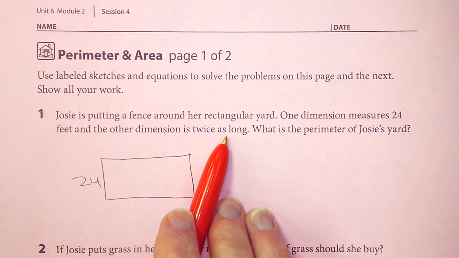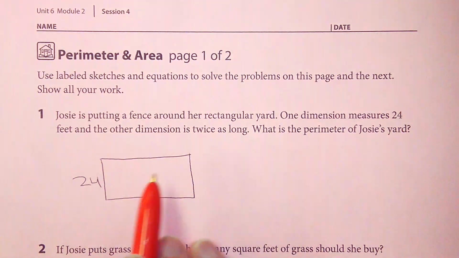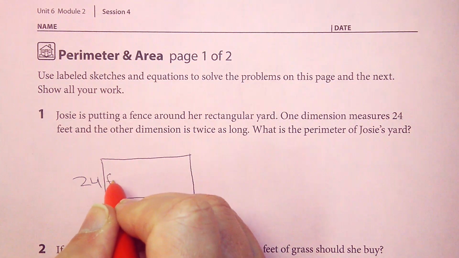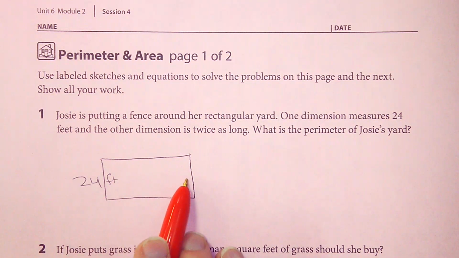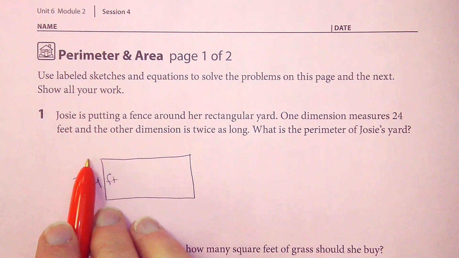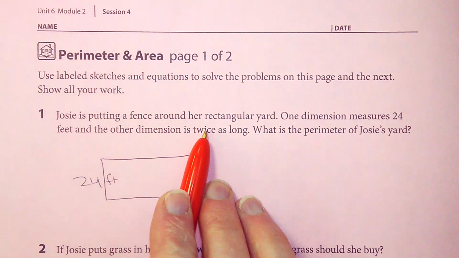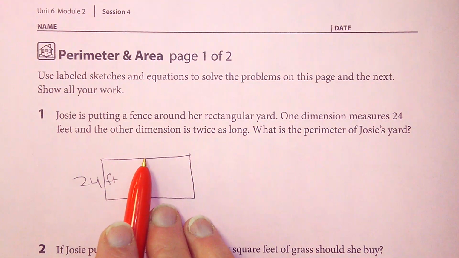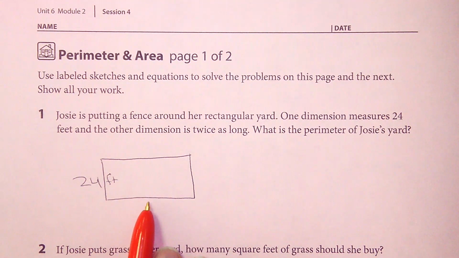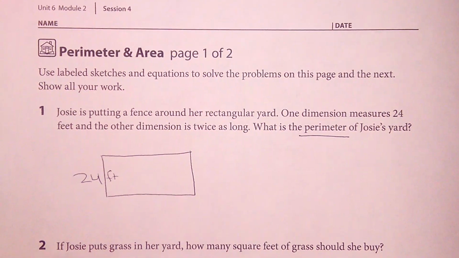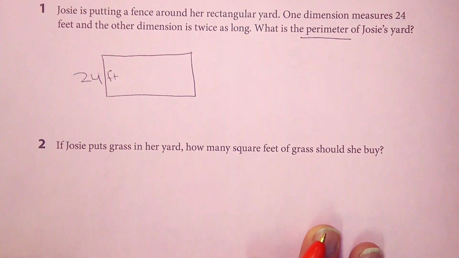Okay, so this is a little warm-up activity, and I'm going to let you do a majority of this on your own. It says one dimension is 24 feet, which means the opposite side also has to be 24 feet. But it said the other dimension, the longer side, is twice as long. So why don't you double this number, put it on our longer dimensions, and then find the perimeter by adding up all the sides. Don't forget your units are feet.